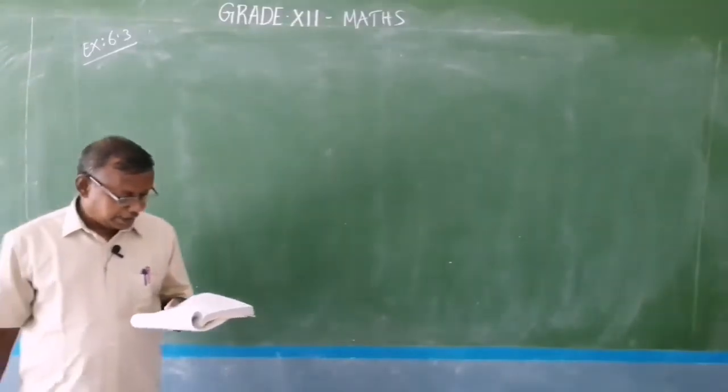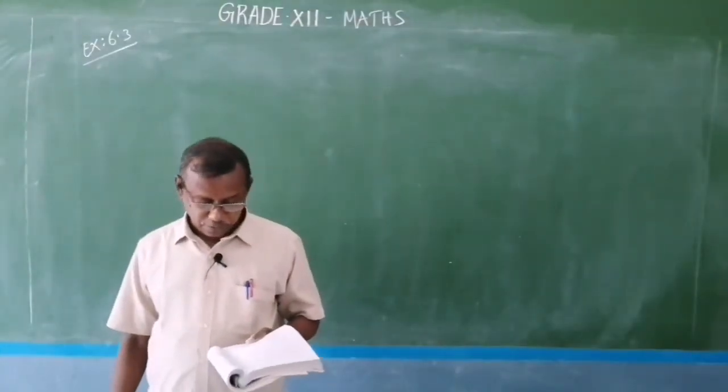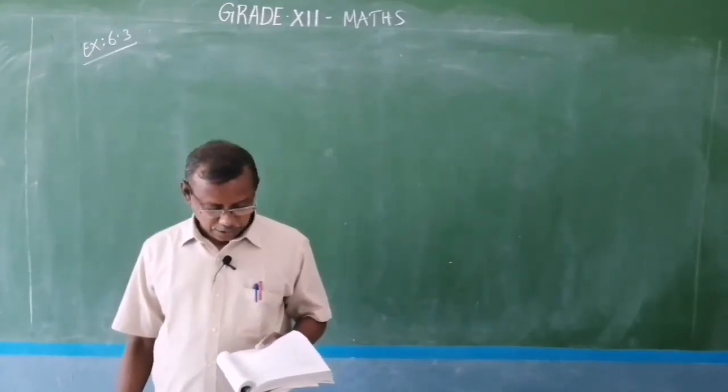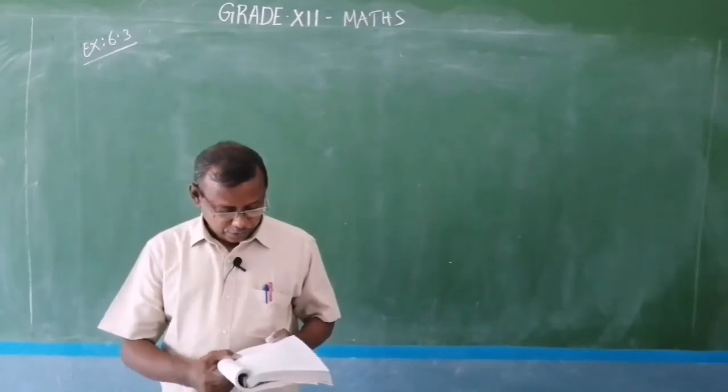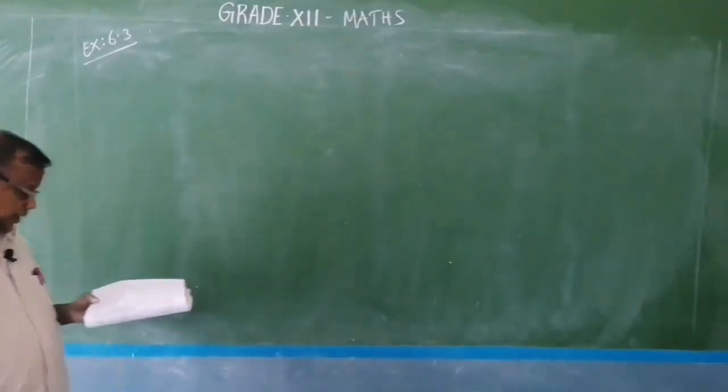Now the question number 19. Find the points on the curve x square plus y square minus 2x minus 3 equal to 0 at which the tangents are parallel to x axis. The same way you can solve this problem. So I am giving you 19 as a homework.